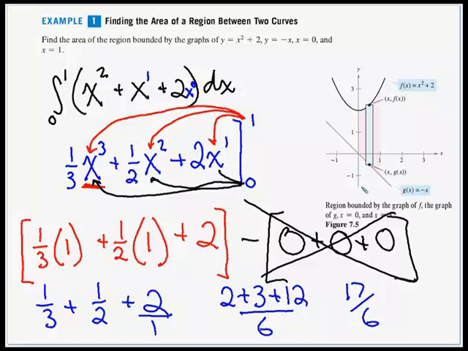And they did not give us any kind of unit on this, but remember we are finding an area between a couple curves. So let's just remember that would be some kind of units squared. 17/6 units squared.